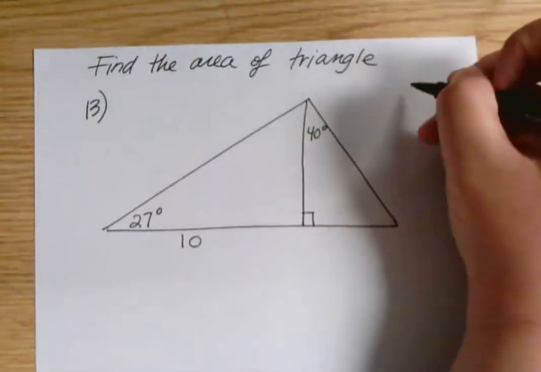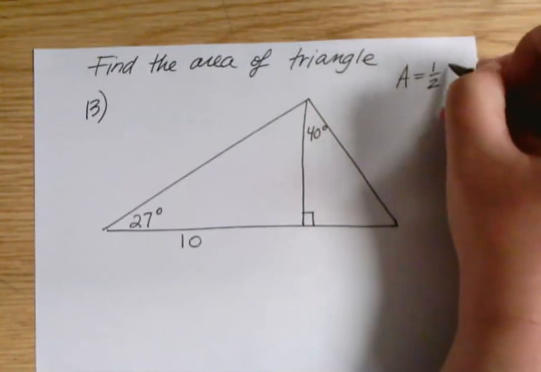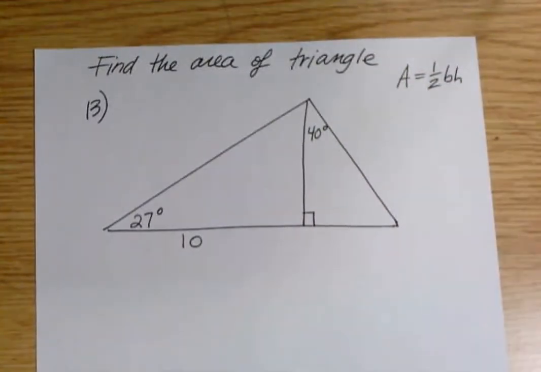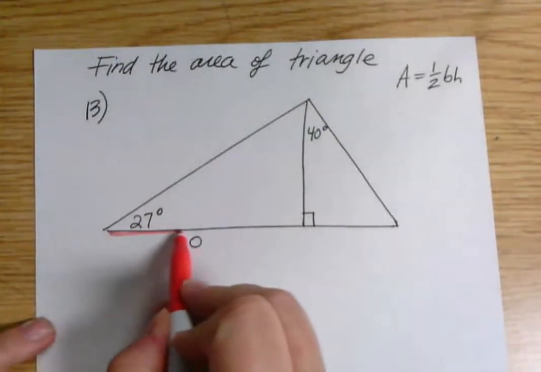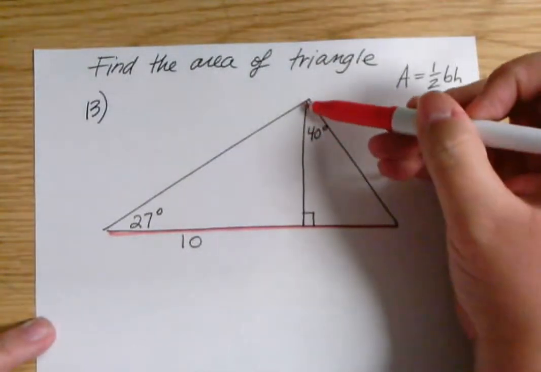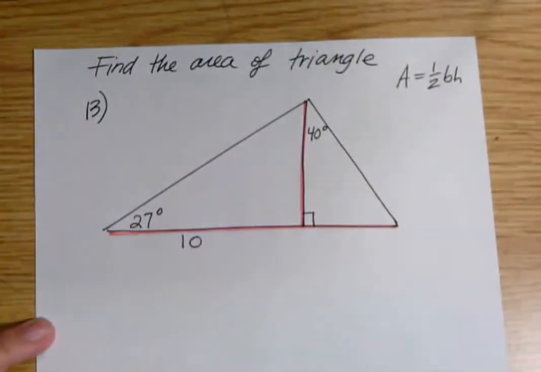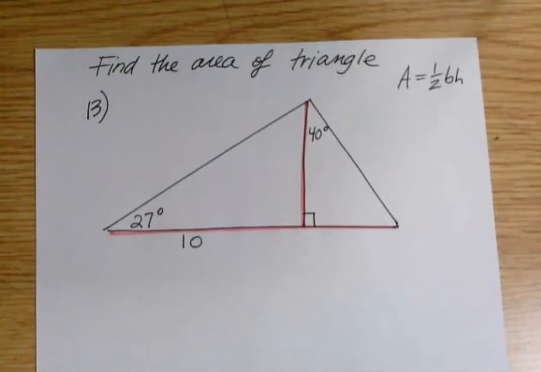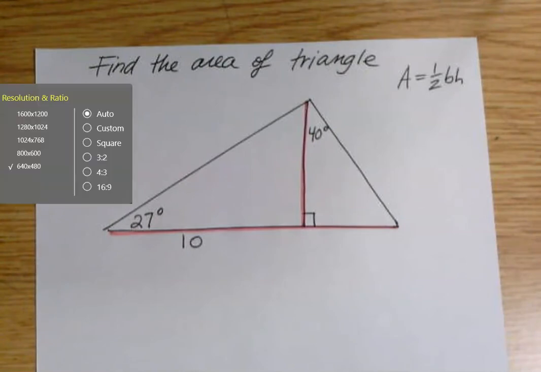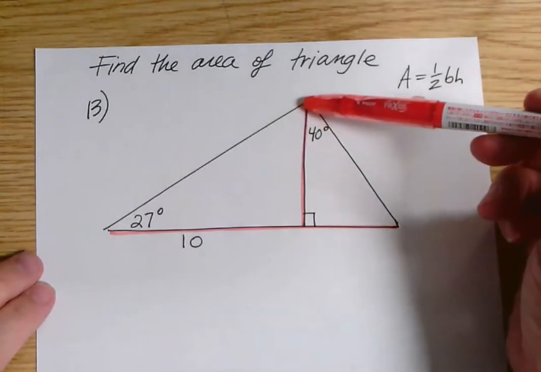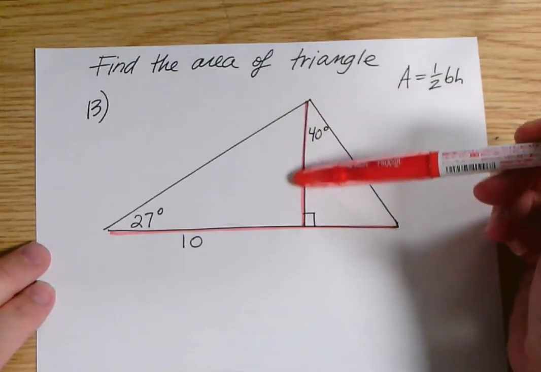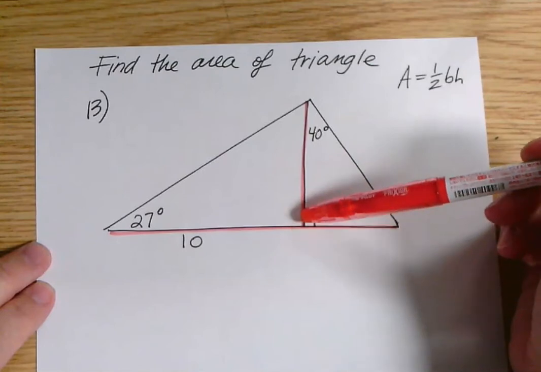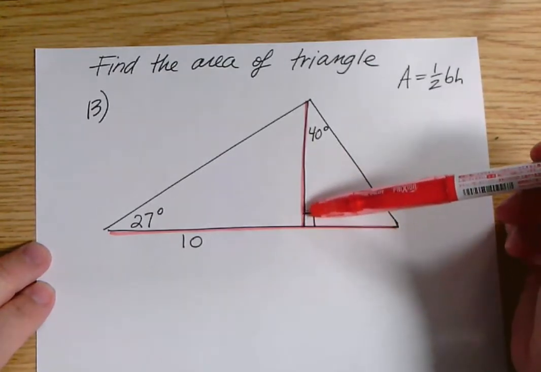Remember that the area of a triangle is 1/2 base times height. So I need to know the base of this whole triangle and the height. When we do 1/2 base times height, the only requirement about which one is the base and which one is the height is that they're perpendicular. The height has to be an altitude, which means it goes from a vertex of the triangle to the opposite side, or the line containing the opposite side, in a way that makes a right angle.